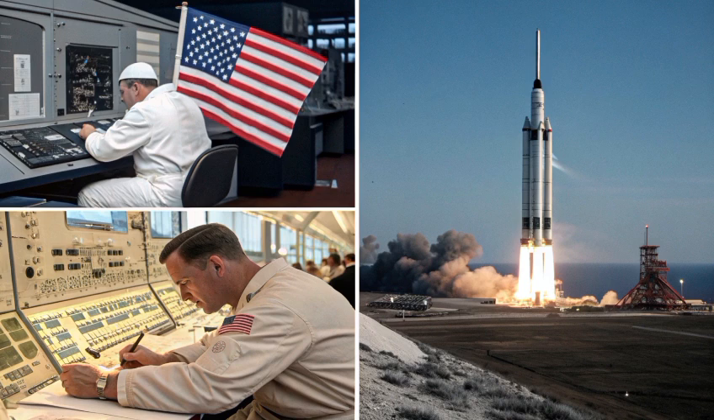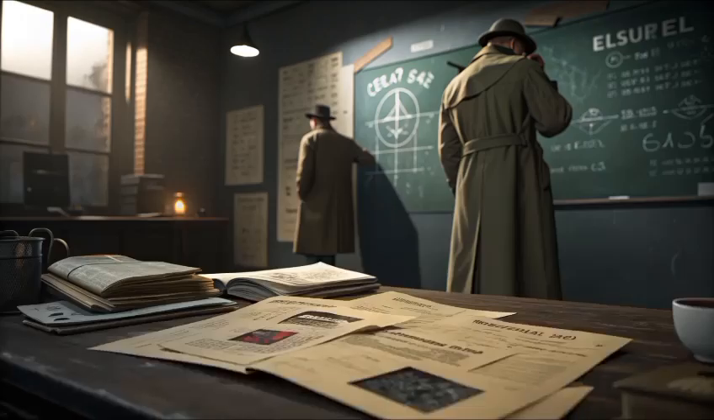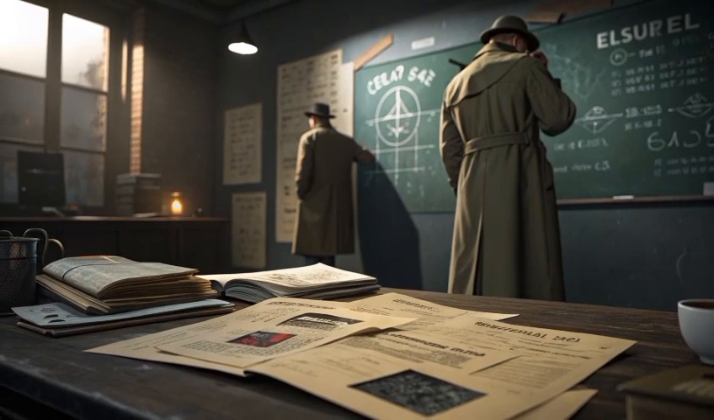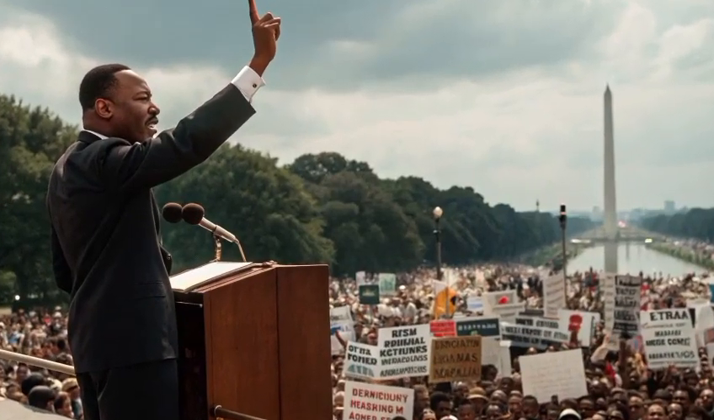The Cold War era and global leadership, 1945-1991. The end of World War II didn't bring peace, it brought rivalry. The United States and the Soviet Union emerged as two opposing superpowers, each promoting different ideologies, democracy and capitalism versus communism. This ideological battle, known as the Cold War, shaped world affairs for nearly half a century.